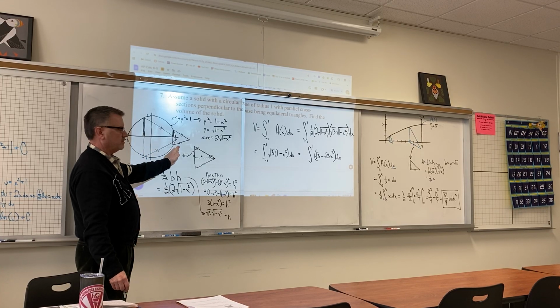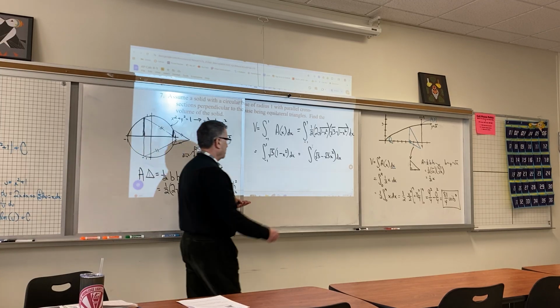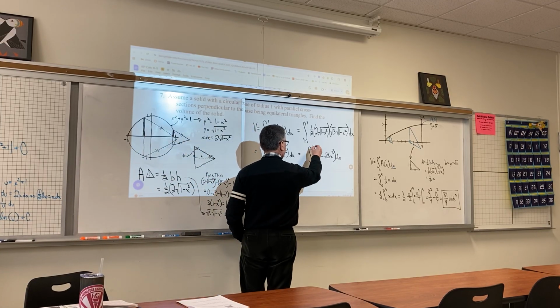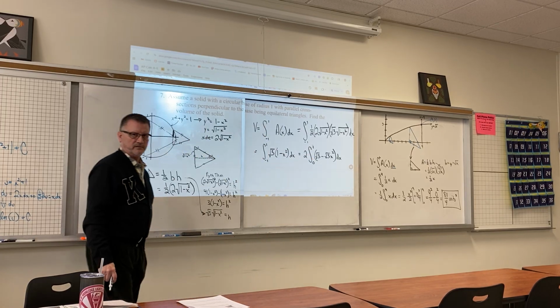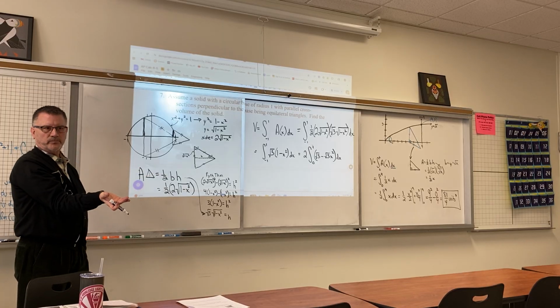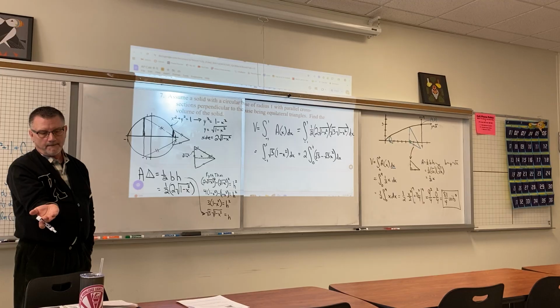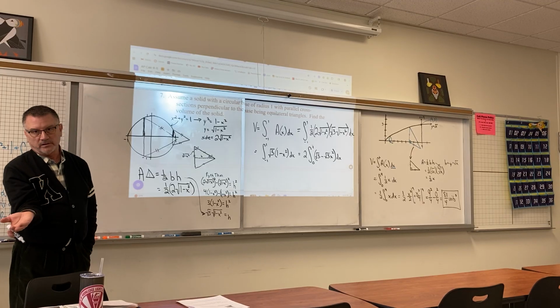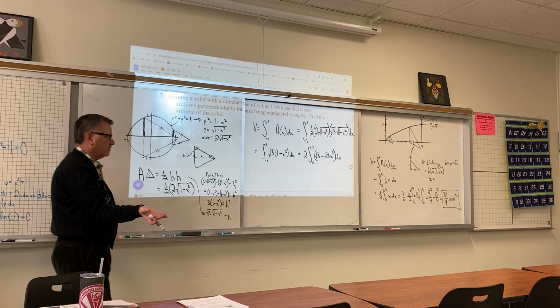Why can't I just go from 0 to 1 and double it? Because I like me some zeros. Go 0 to 1 and just double it. I'll get 2 sides of it. This side's gonna be the same as this side because it's a circle. If I'm gonna do it by hand, it's nice to plug in a 0. It's also nice to plug in a 1. But you don't have to. You can keep it negative.